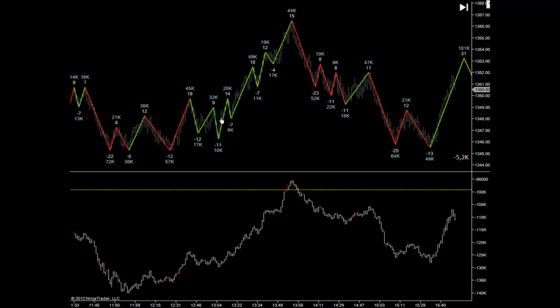Now, if we look at the pullbacks, we can see that they are lower in size. We don't have the delta. You might have got wiggled out in this area here. You got your first pullback there. If you were very tight with your stop, you got wiggled out of your trade.